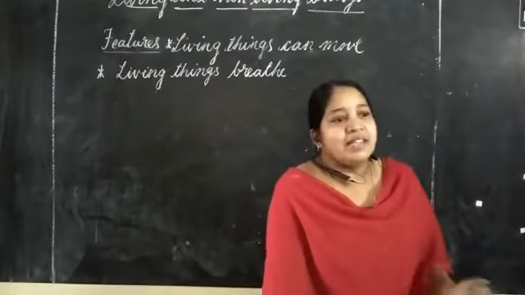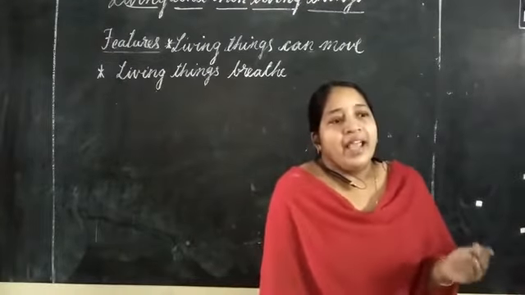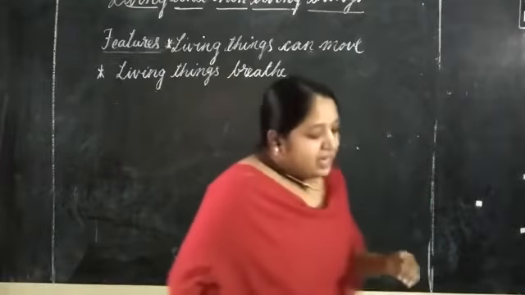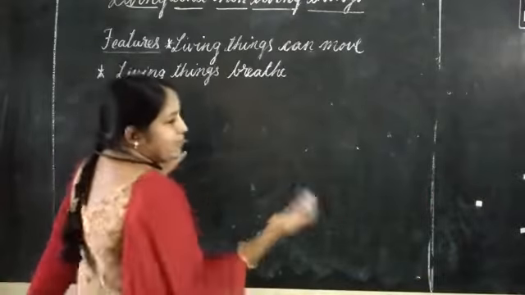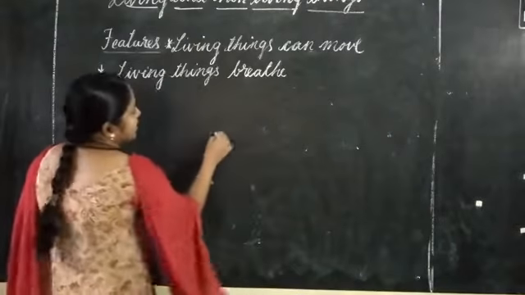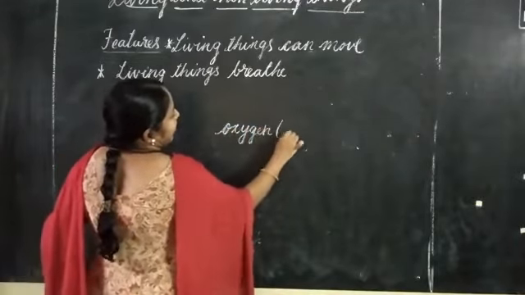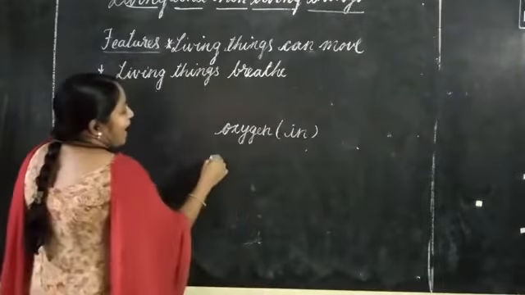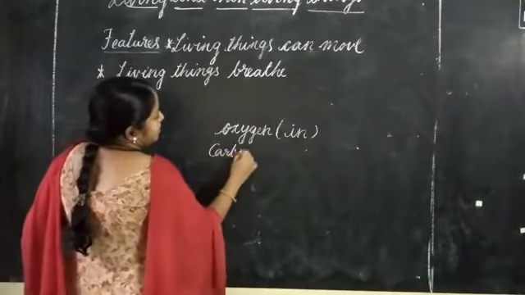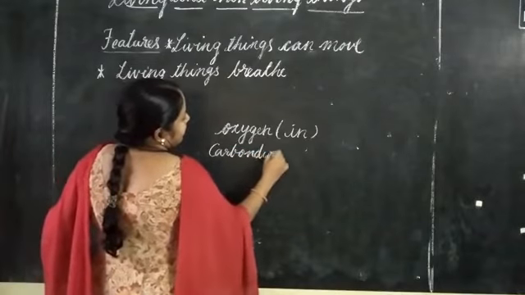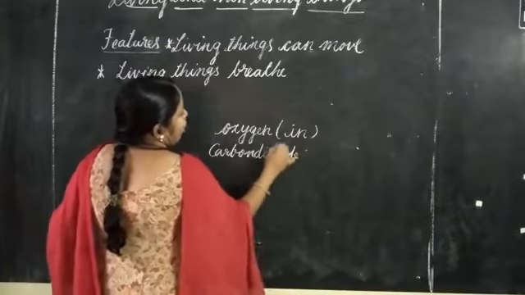So all plants and animals, they breathe in air. So all living things, what do they breathe in? They breathe in oxygen, and they breathe out carbon dioxide.